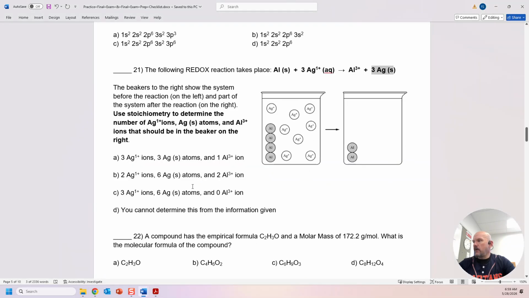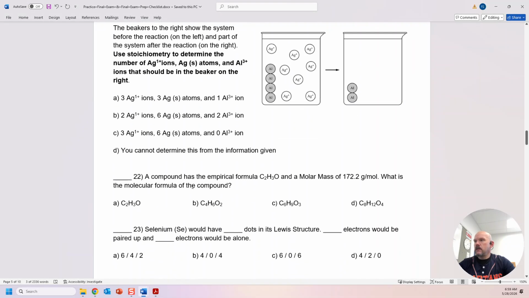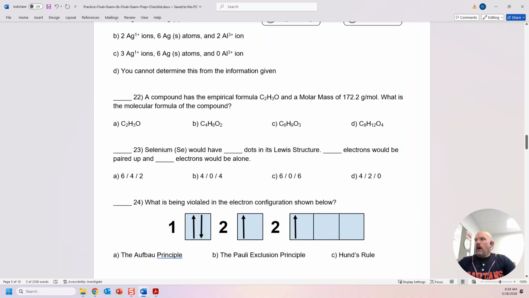All right, so we keep on moving. We have an empirical formula and we have a molar mass of a compound. So what's the molecular formula? All we have to do is find the molar mass of the empirical formula and then take the molar mass of the compound divided by the molar mass of the empirical formula. That's going to come out to be a whole number, and whatever it comes out to be, you multiply your subscripts by that, and that'll be your formula.